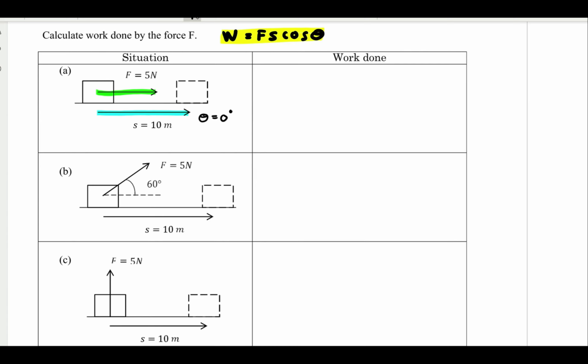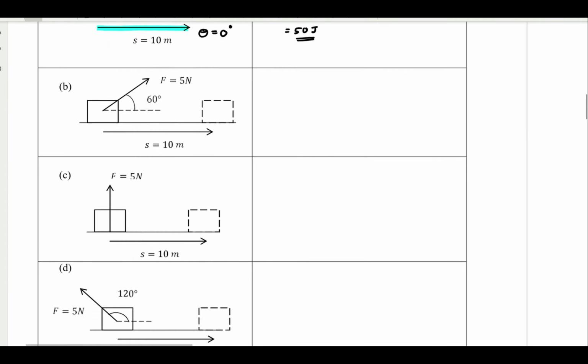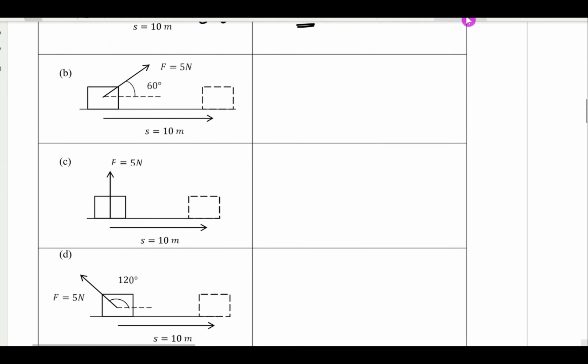Alright, so the work done by the external force F, saya suka tulis macam ni. And it is equal to Fs cos theta. Alright, and in this case, we have F is equal to 5, S is 10, cos 0, and the answer is equal to 50 joule. Alright, so unit jangan lupa. Okay, and then for question B here.